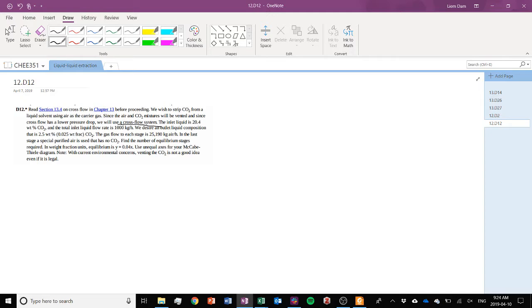And the second is that the inlet liquid is 20.4 weight percent CO2, which means that we cannot assume that it is a dilute solution. So we're going to have to use weight ratios instead of weight fractions. If you recall, a weight ratio, capital X, is equal to X over 1 minus X. And instead of using the total flow rate, we're going to be using the inert flow rate to calculate our operating line.